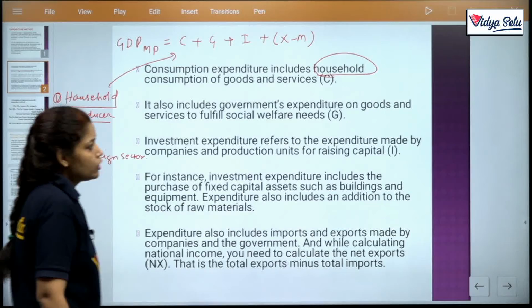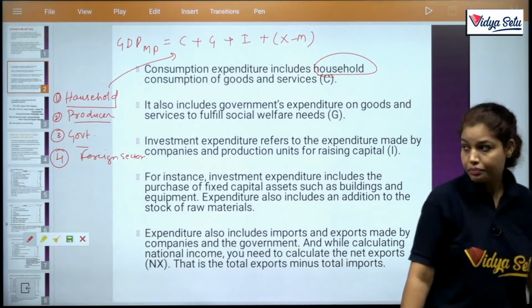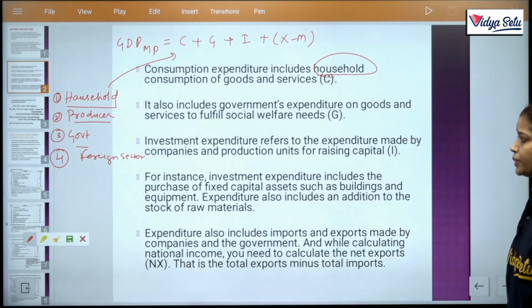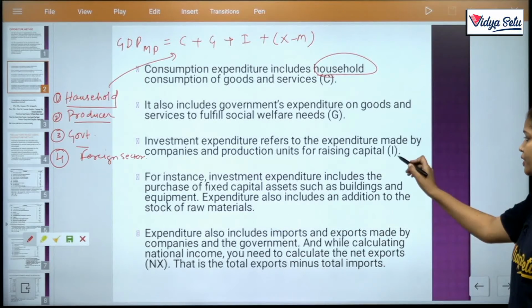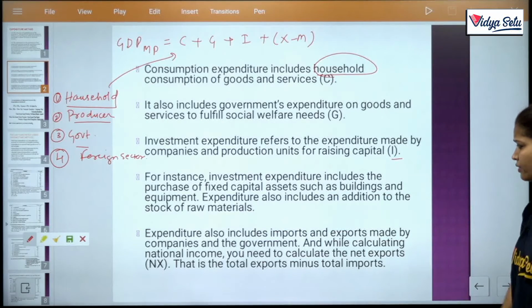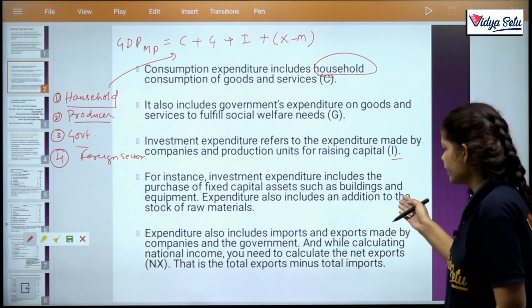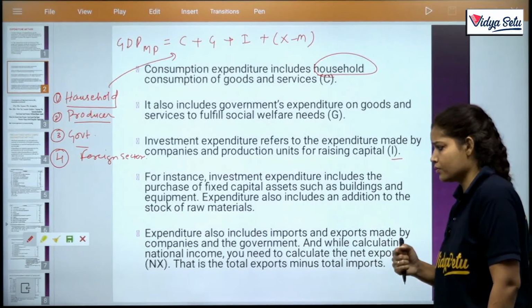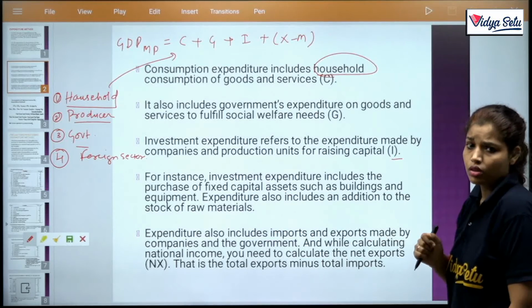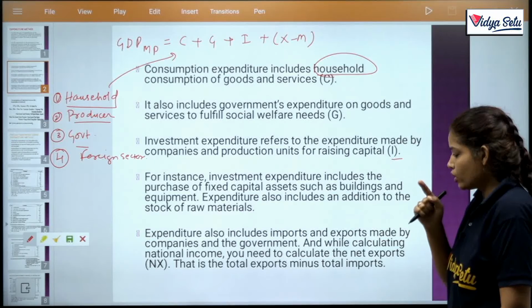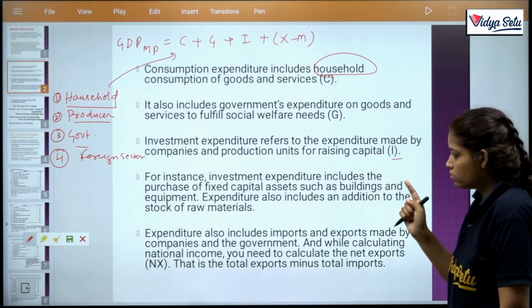It also includes government expenditure on goods and services to fulfill social welfare needs. Investment expenditure refers to the expenditure made by companies and production units for raising capital, that is represented by I. For instance, investment expenditure includes the purchase of fixed capital assets such as buildings and equipment, and also the addition to the stock of raw material. But here we just use gross domestic capital formation, and we consider the investment expenditure because depreciation is charged on capital assets.